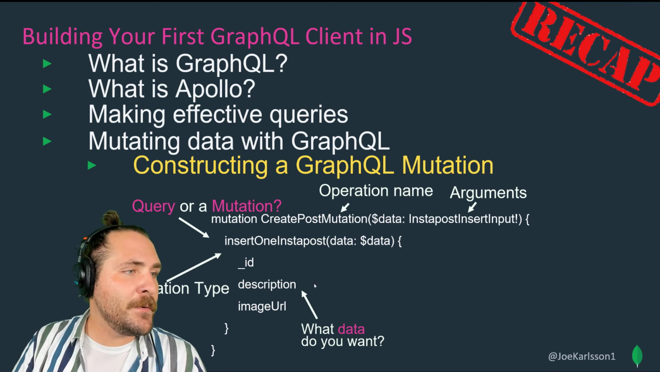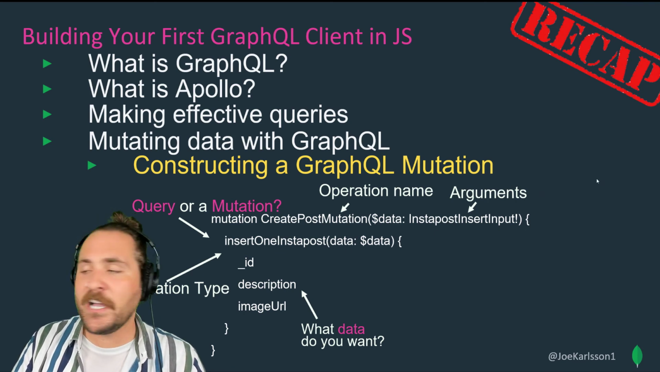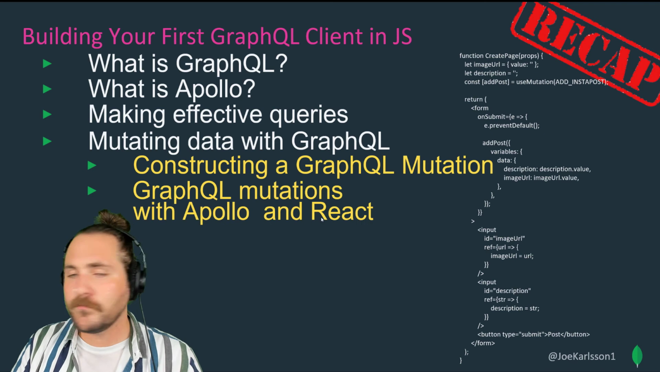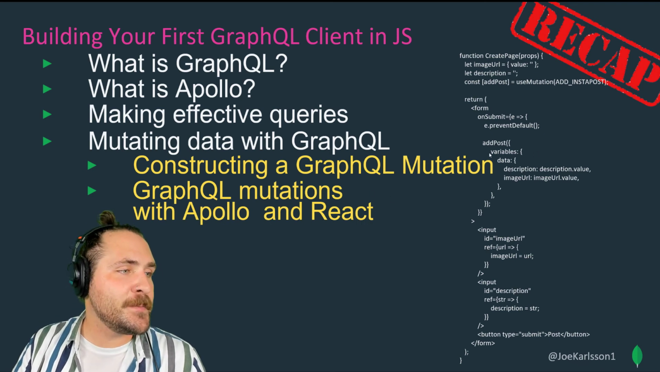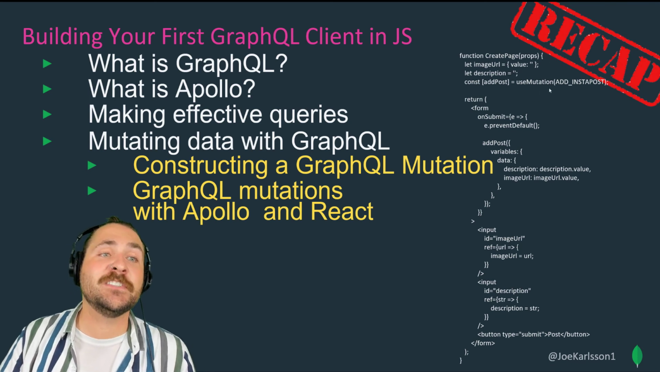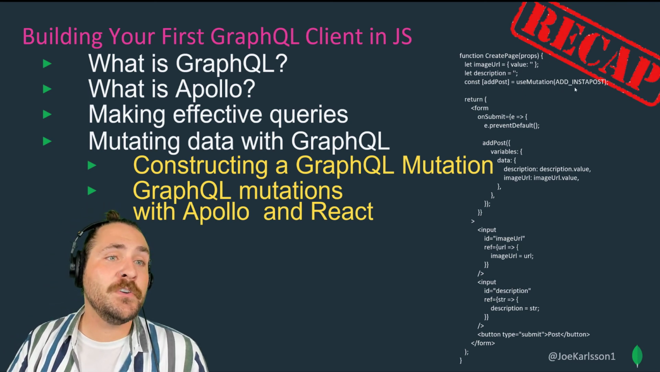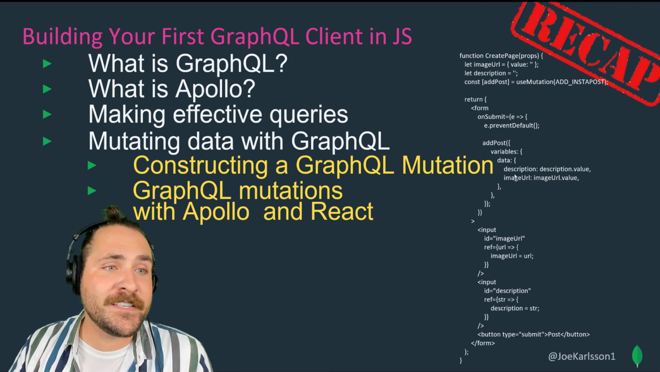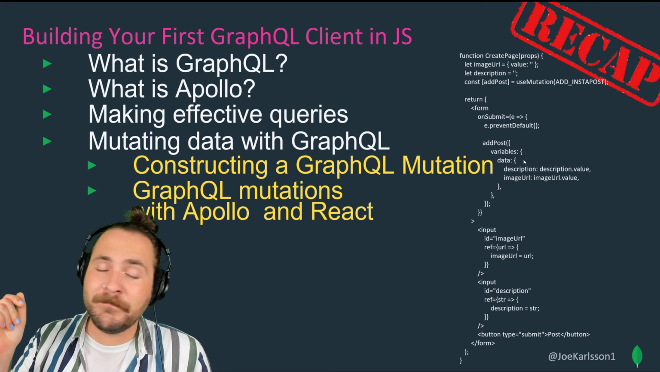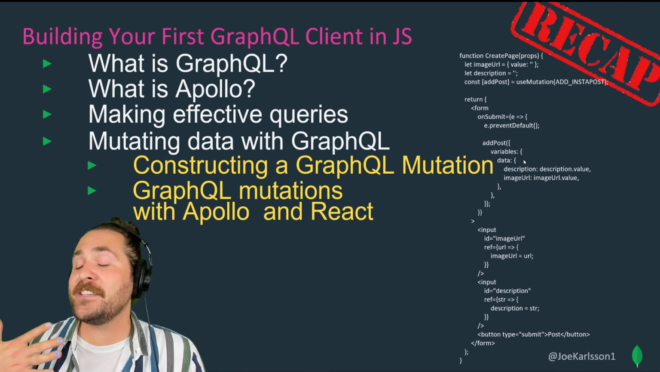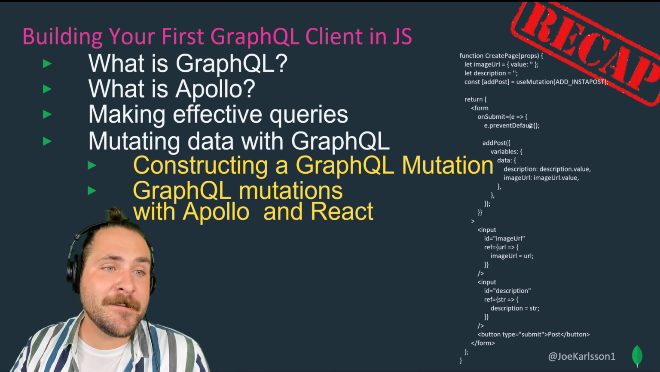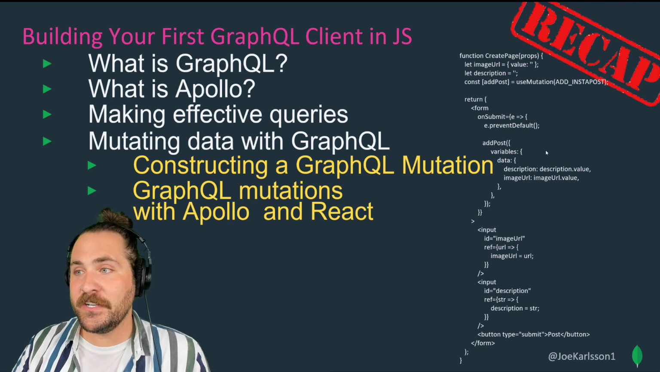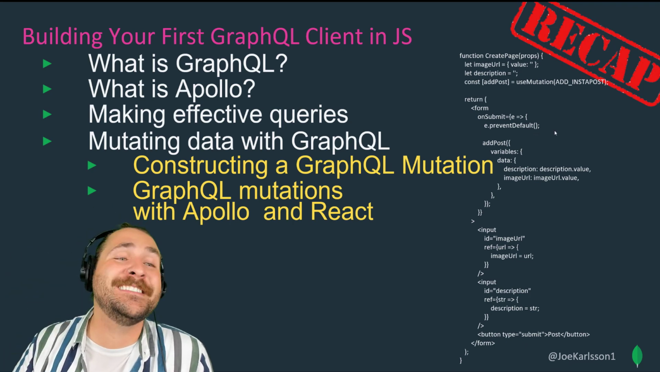Okay, and then we talked about mutating data, so we can talk about how to construct a query, or a mutation, excuse me. GraphQL mutations with Apollo and React. Yeah, then we talked about how to do it. So instead of using that useQuery provider, we're using the useMutation Apollo provider, and it creates a React hook for us that we can just create a function, and we just pass through the data that we need in order to create that mutation on the back end. Or in this case, it's a post, right? This is a GraphQL equivalent of a post.